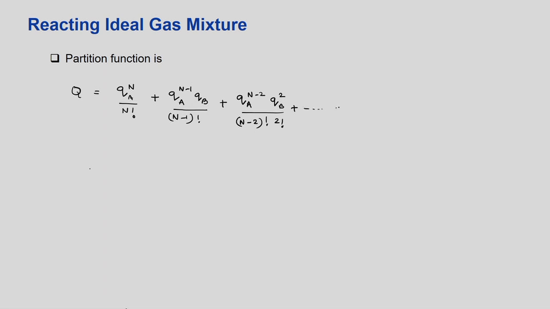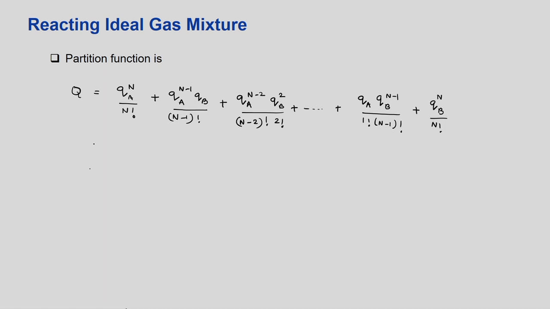So let us suppose if I go here, the last possibility will be QA QB to the power N minus 1 by 1 factorial into N minus 1 factorial, and the last one will be the other extreme, all the molecules are of B, so it will be QB to the power N by N factorial. Okay, so the overall partition function can be either of these possibilities.